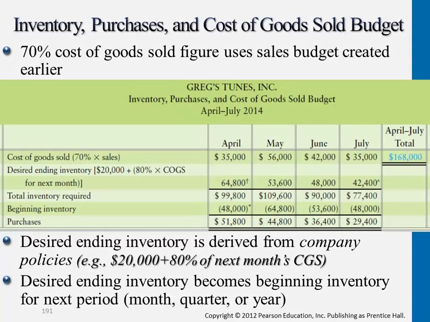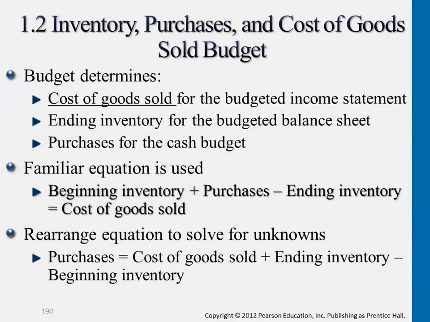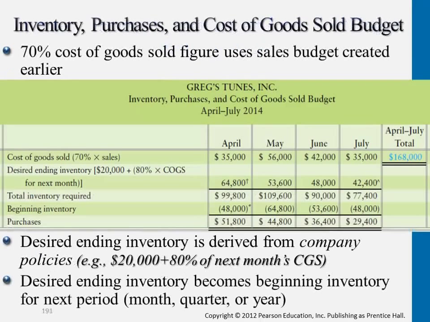Okay, once again, the logic here goes back to this equation. So how do we get purchases? If you rearrange the equation, beginning plus purchases minus ending gives you cost of goods sold. If you want to get purchases, that basically equals cost of goods sold level plus the ending inventory level minus your beginning inventory. So this factors into the table here.